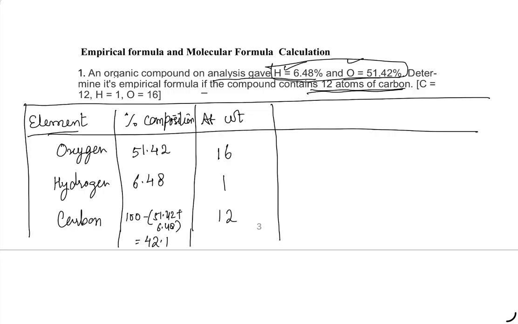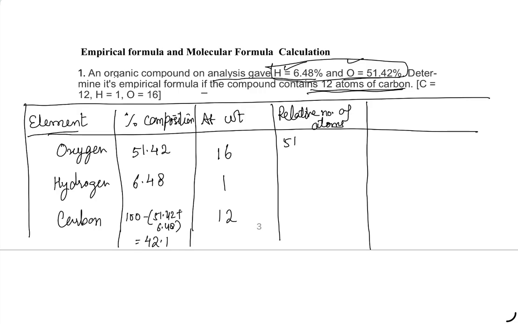Now your calculation starts from the fourth column. Now, fourth column, what do you have to do? We have to find out the relative number of atoms. Now what is the relative number of atoms? In a compound, if I say oxygen, hydrogen and carbon are present, what is the relative number present of each atom with respect to each other?